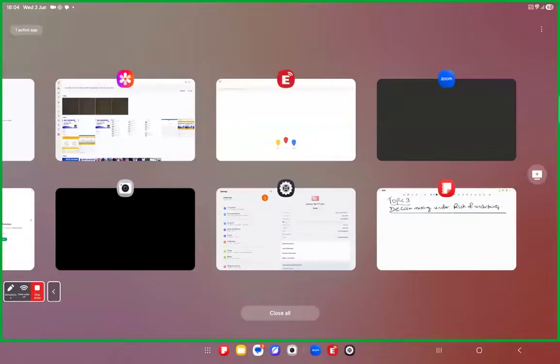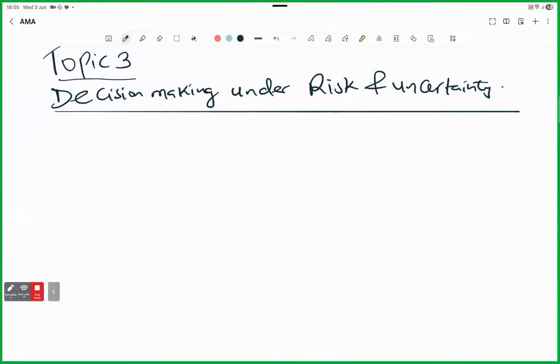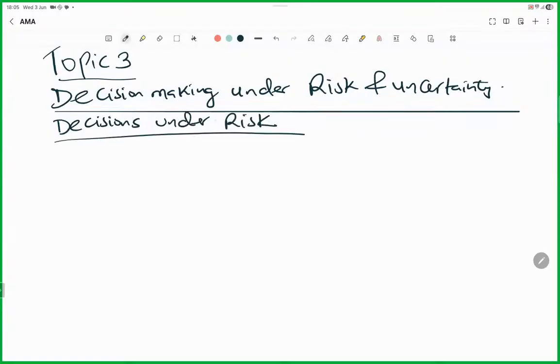So as usual, we start with our short notes. We start with decisions and risk. The most important thing that you're supposed to always remember is that under a risk environment, probabilities are normally given. Under uncertainty, there are no probabilities.